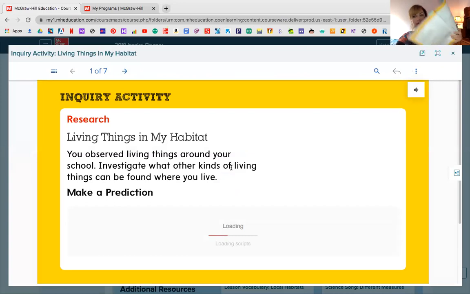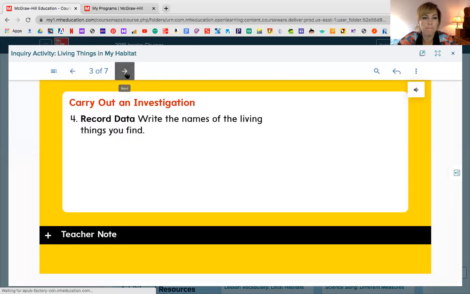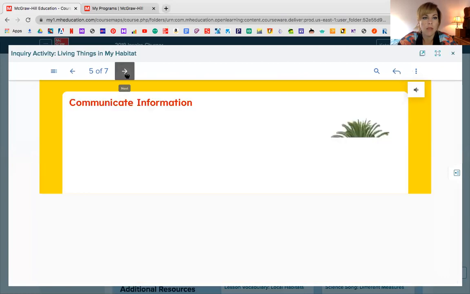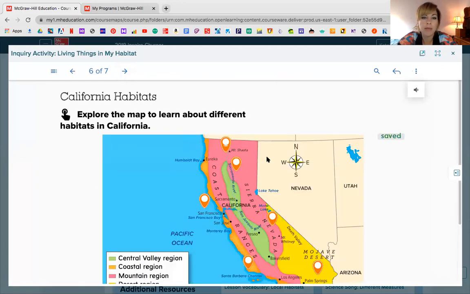So I'm on the inquiry page, the yellow side, right? All right, before we start, we actually have to do the video first, I think, right? Yeah, at the end of here. I'm gonna start with the video first. Okay, here we go. Oh, it's not a video, it's an interactive one. Explore the map to learn about different habitats in California.